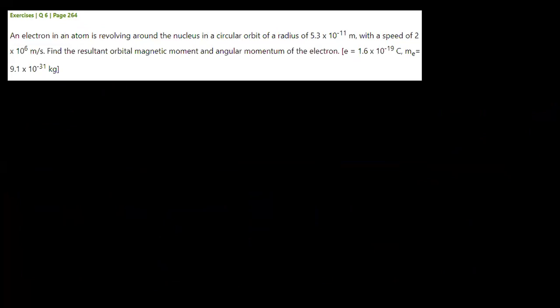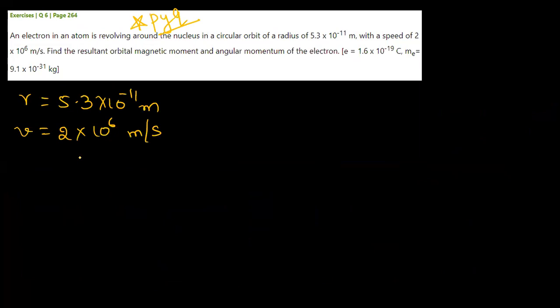Next question, an electron in an atom. This is a very important question. This is a previous year question asked in the board exam. An electron in an atom is revolving around the nucleus in a circular orbit of radius 5.3 into 10 raised to minus 11 meter, with speed v given as 2 into 10 raised to 6 meter per second. Find the resultant orbital magnetic moment M and angular momentum L. The constant values are given.